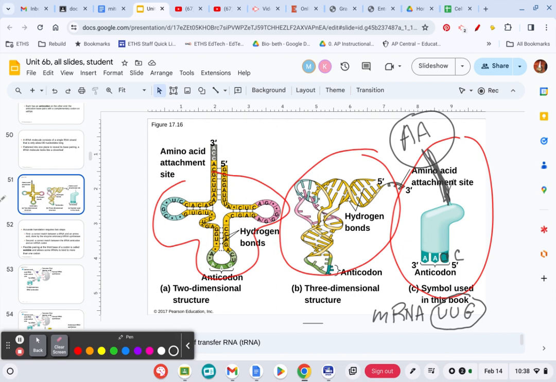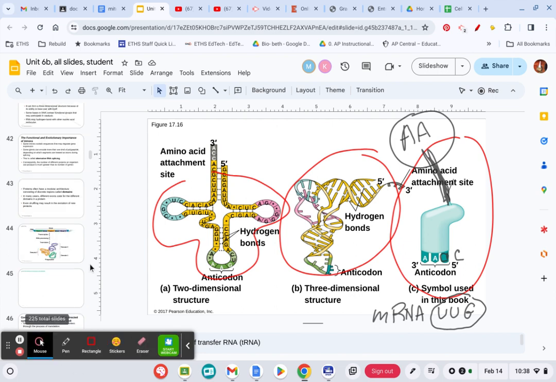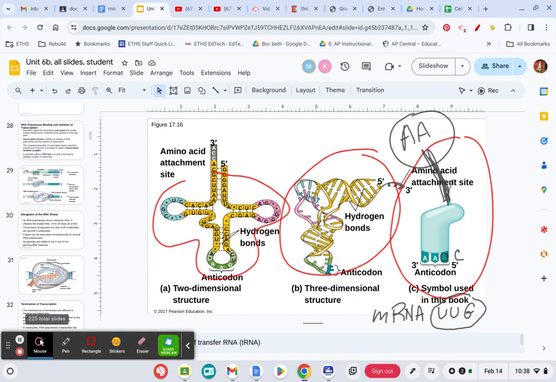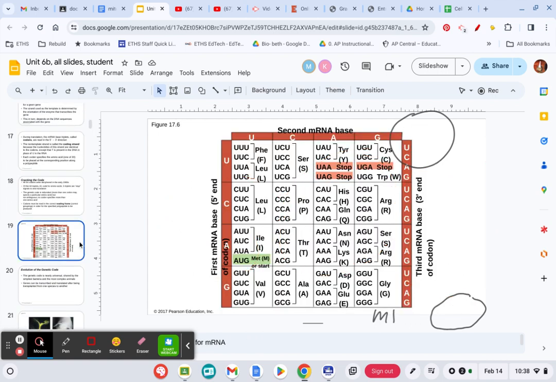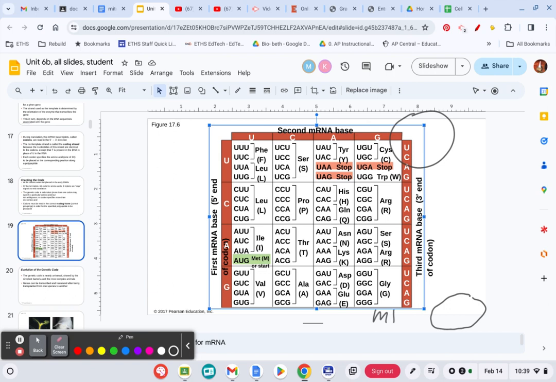You want to find it? Let's find it. It'll take a second. Not long. There it is. Yeah, it doesn't always want to erase. Okay, so it's looking for U, first one, second one, and third one. It's looking for, oops, that's not it. Sorry, UG. That's Leu.